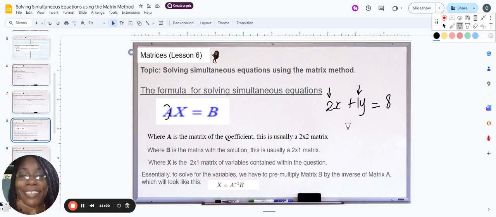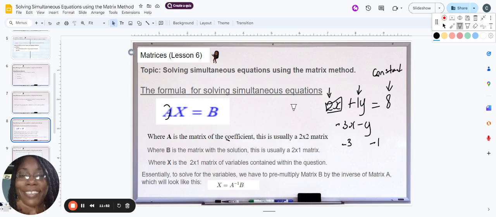So be careful. If I gave you 3x minus y, our coefficient for the first part will be 3, and the coefficient for this part will be negative 1. So coefficients are the numbers that are attached to the letter. This 8 here is not a coefficient, it is called a constant. Okay, so just a reminder of those key words.